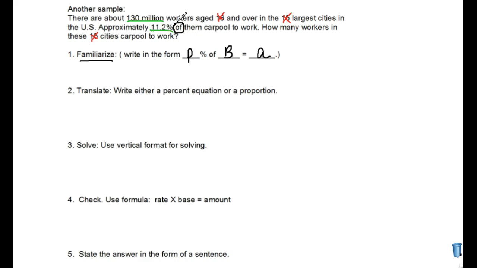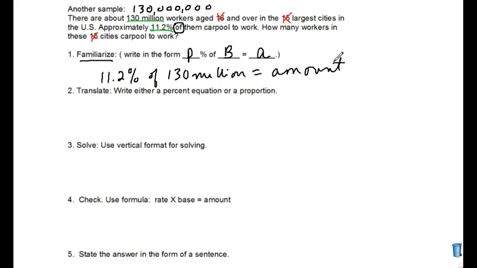First thing, please don't be intimidated by the 130 million statement. If I wrote 130 million out, I'd have to add 6 zeros, and it'd be a gigantic number that looks like this. We can just use the 130 and then add our million at the end, realizing we're talking about millions. So we have some percent of 130 million equals the amount that carpools to work. So let's write it in that form. We have 11.2% of the total 130 million equals our amount.